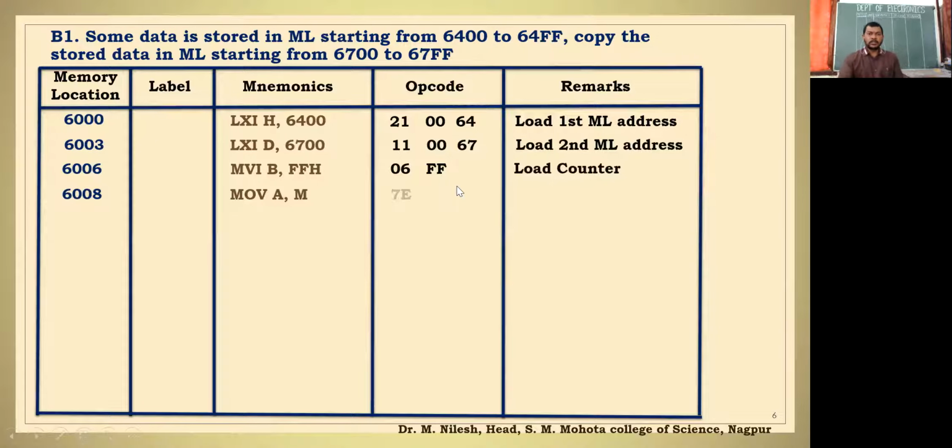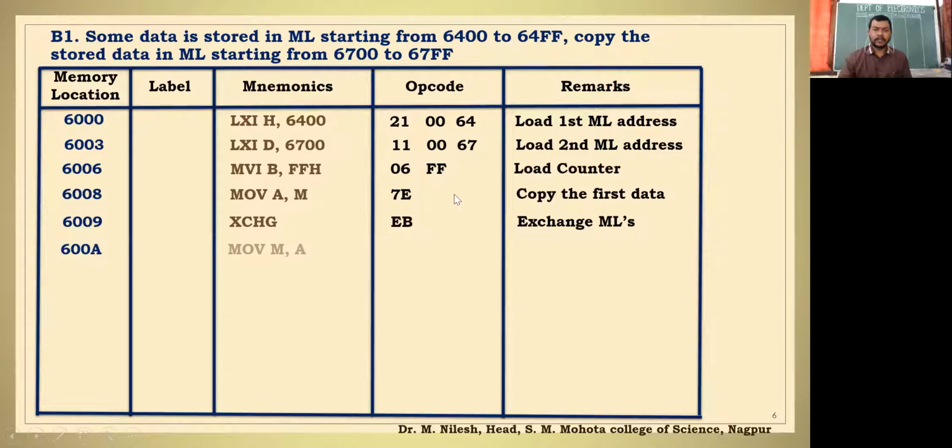So this was the program basically that we have written over there. We have taken 6400 in the HL pair and 6700 in DE. We have put the counter FFH over there. Then we have moved the first data, which is in the memory location pointed to by the HL pair, 6400, to register A. Then we have exchanged so that the DE and HL contents are exchanged over there.